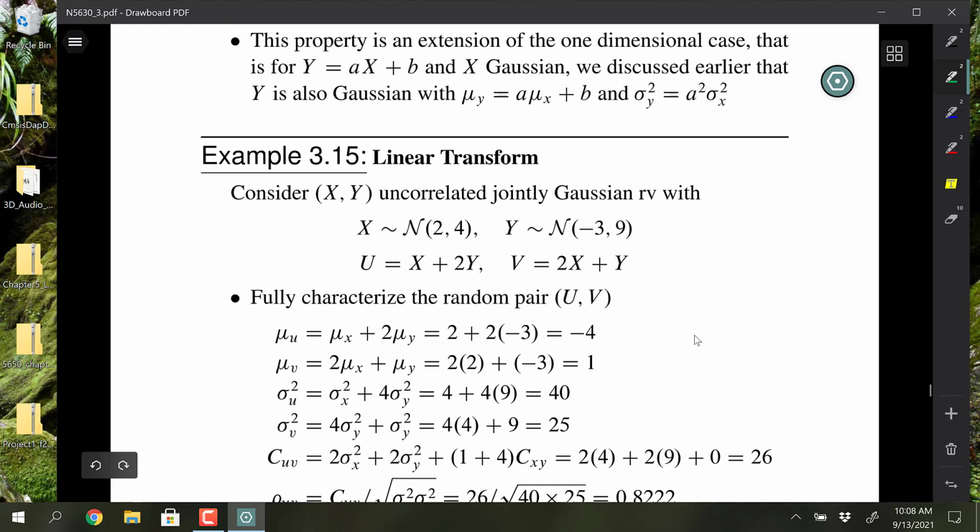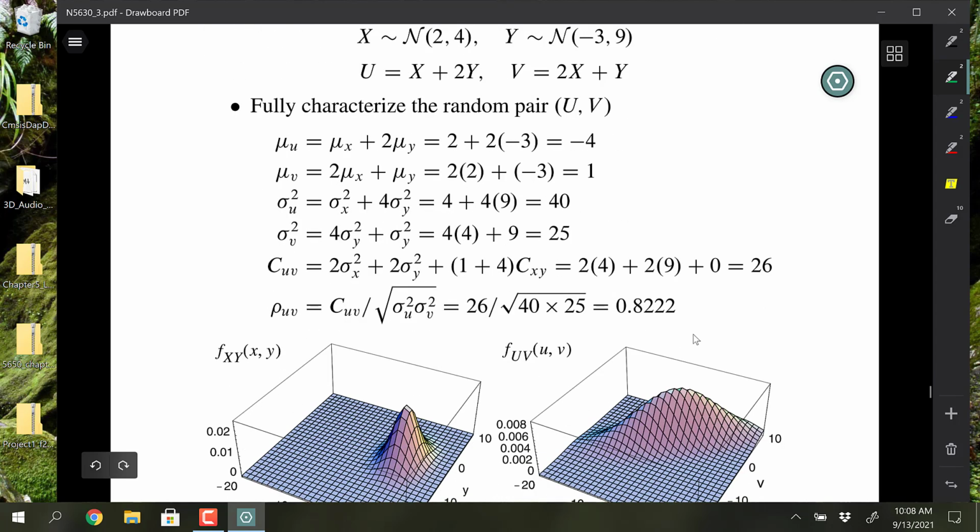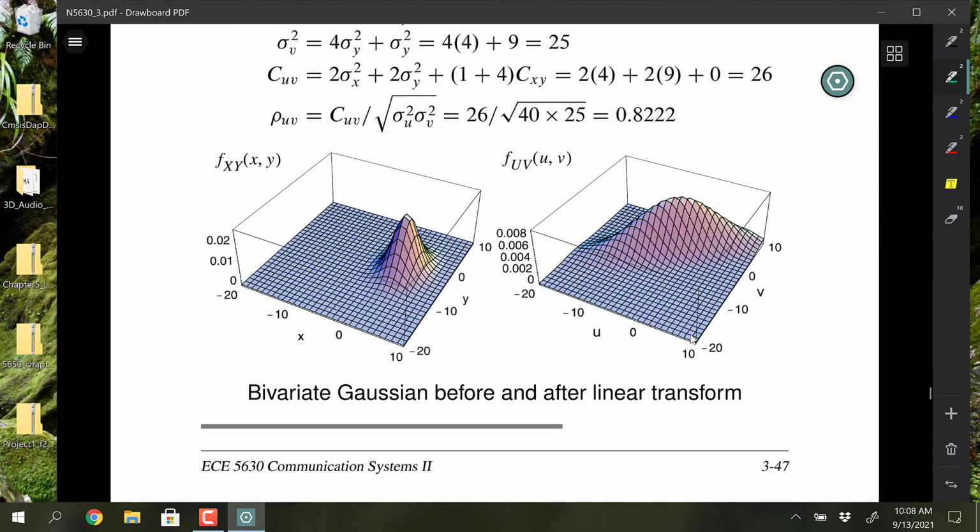Okay, here, this was another linear, and here's a numerical observation of that. So bivariate Gaussian before and after. It just changes its shape. It moves it around with the mean shifts and so on.